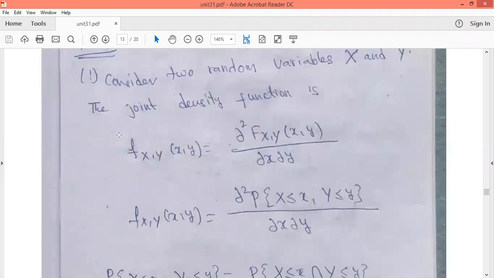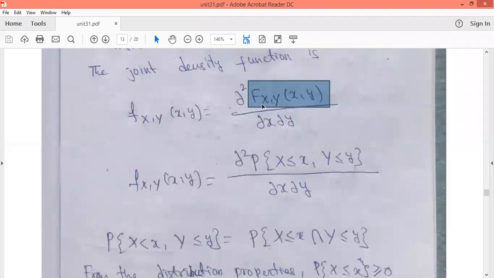So what is the joint density function? f_XY(x, y) is nothing but the second derivative of the joint distribution function, so it is ∂² F_XY(x, y) / ∂x ∂y. And we know that F_XY(x, y), the joint distribution function, is the probability of X less than or equal to x and Y less than or equal to y.